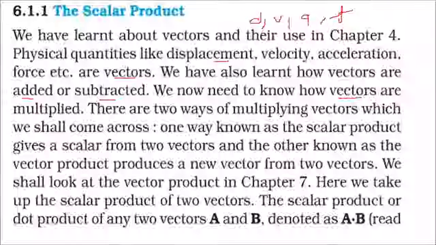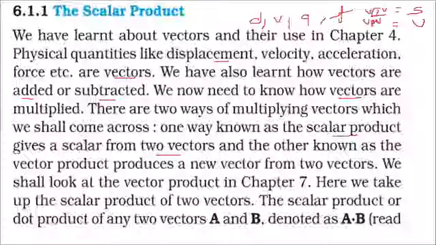So there are two ways. One is called the dot product, one is called the cross product. The scalar product gives a scalar from two vectors, and the other way, the vector product, produces a new vector from two vectors. So when two vectors are multiplied with a dot, you get a scalar, and when you multiply two vectors with a cross, you get a vector. Here we take the scalar product of two vectors. I have used a dot here, and a cross here. This is called the dot product.